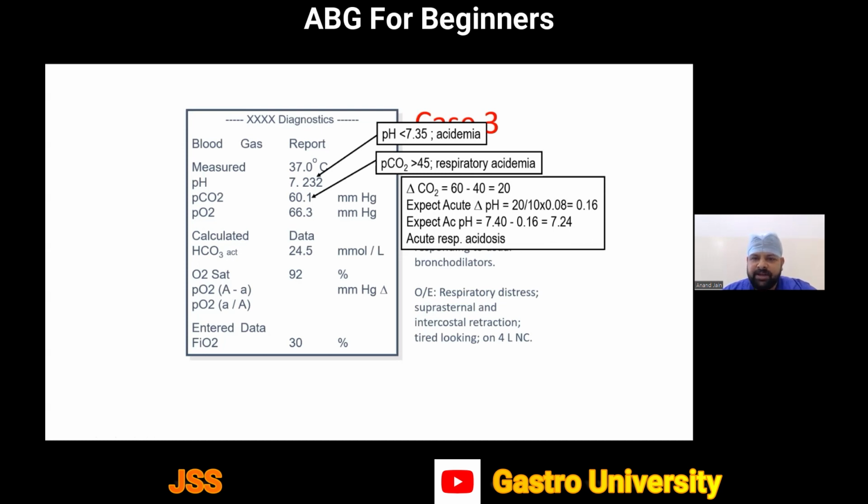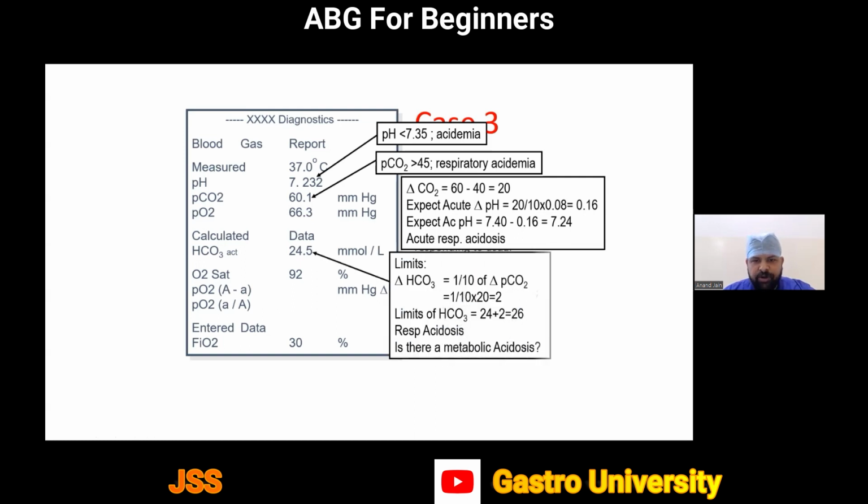Since we have established that this patient has an acute respiratory acidosis, we are not supposed to go further on to check whether a chronic respiratory acidosis is present or not. So we will directly go on to the next step, that is to check whether the patient has a respiratory acidosis with metabolic alkalosis or there is an underlying metabolic acidosis as well. So we will check again the delta bicarb.